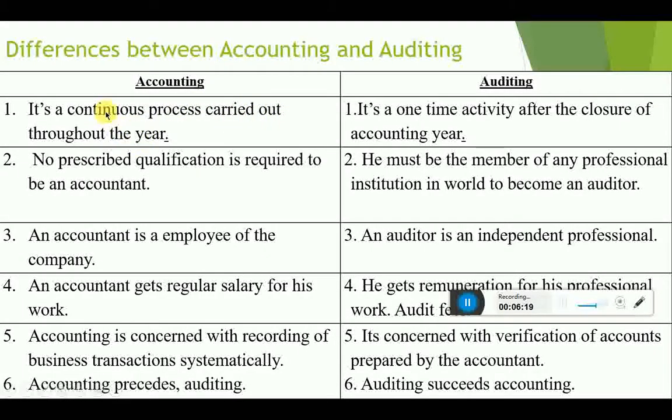Accounting is a continuous process, meaning that it's carried out on a daily basis, whereas auditing is not a continuous process. It's a one-time process, usually carried out after the closure of the accounting year. At the end of the accounting year, we do auditing, and that is a one-time activity.